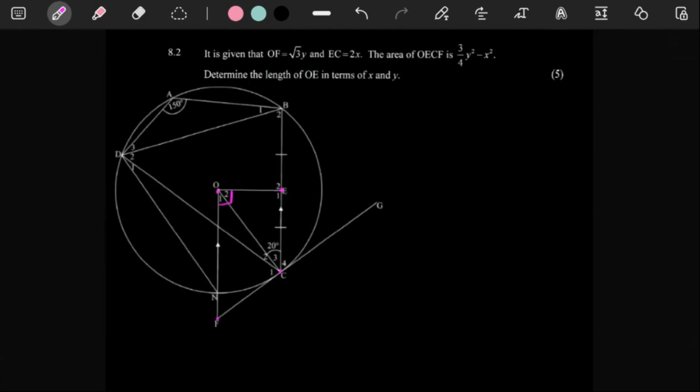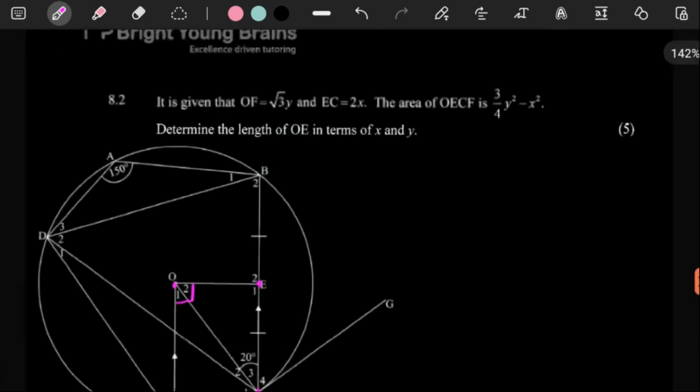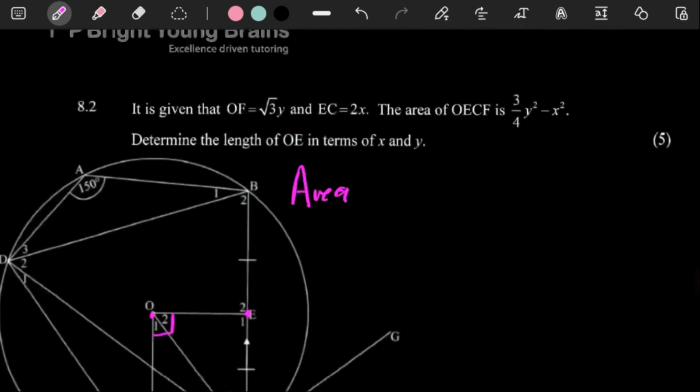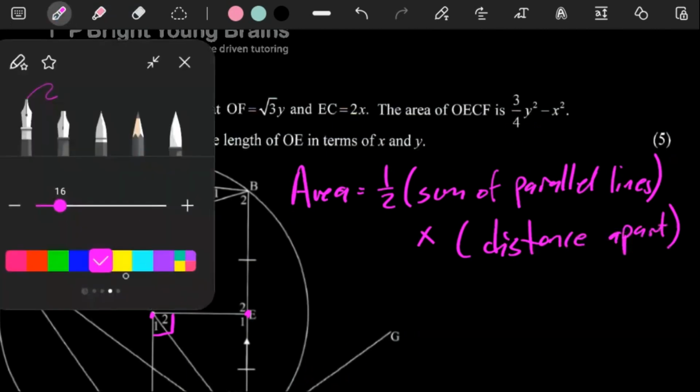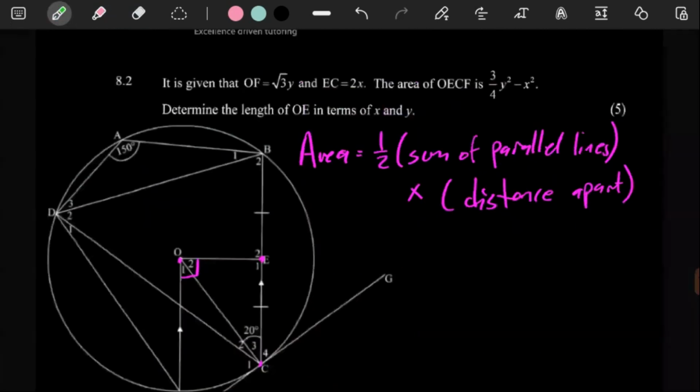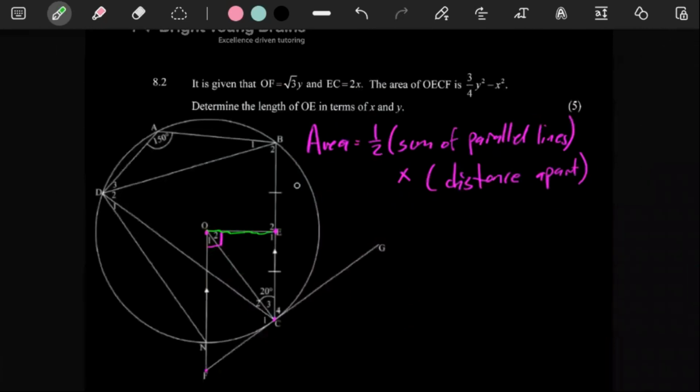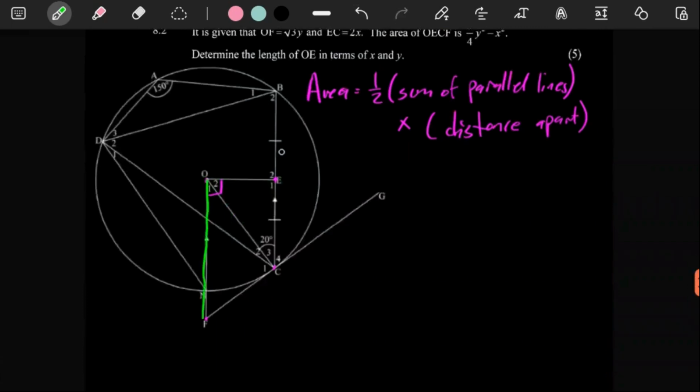So the fortunate thing is, if you know the formula for the area of a trapezium, you're safe, because the area is always a half multiplied by the sum of the parallel lines, multiplied by the distance apart. This is one formula I have mentioned quite a few times already, whenever I could. So that's the area of your trapezium here. It's always going to be the sum of the parallel lines multiplied by the distance apart.